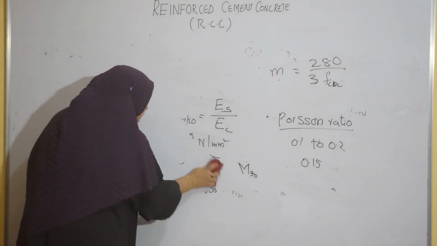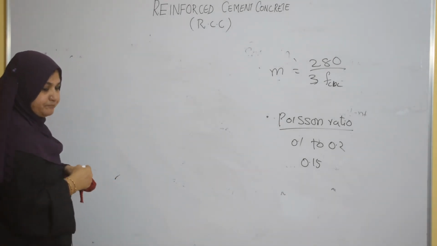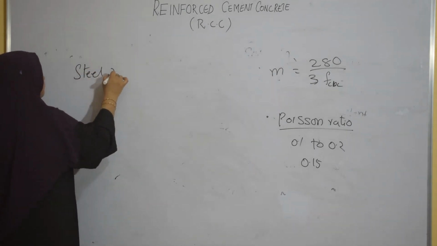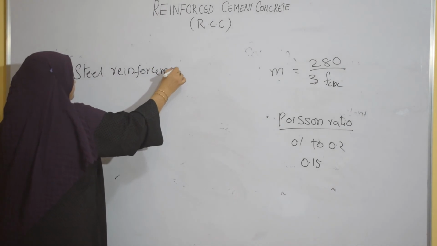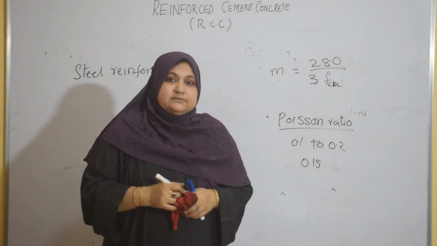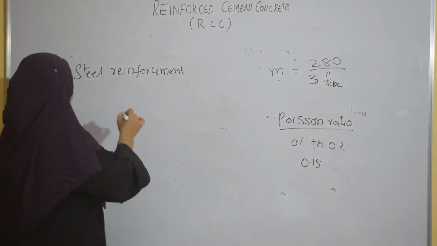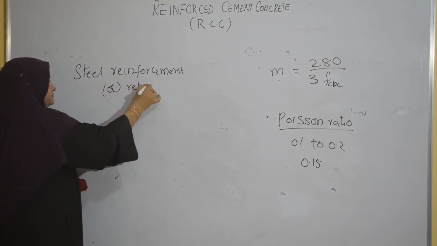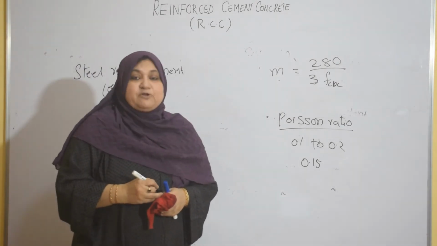We call it steel, or steel reinforcement. Let us see in what form it is available. Steel reinforcement is also called rebars. Steel reinforcement is commonly known as rebars. Then only we provide steel reinforcement.